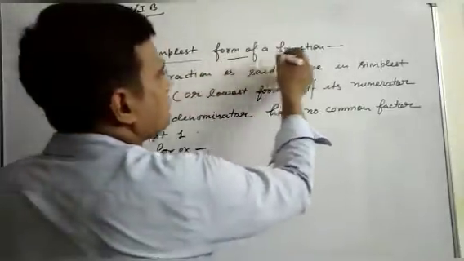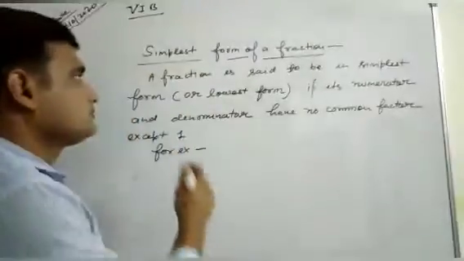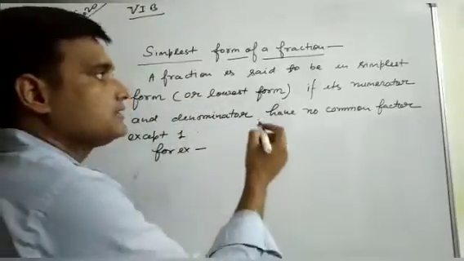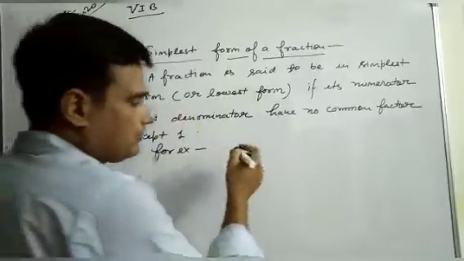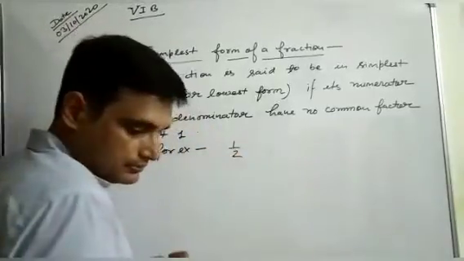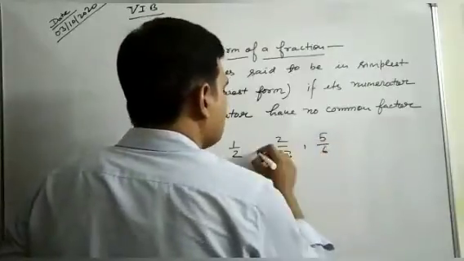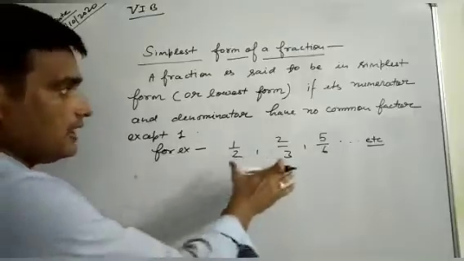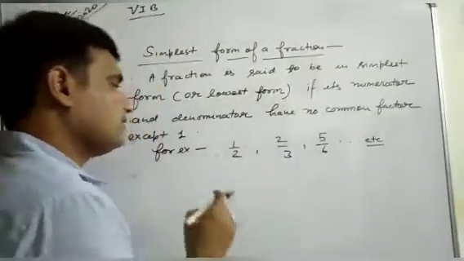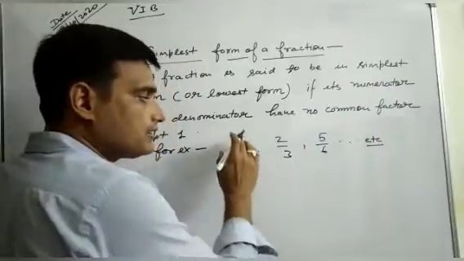Simplest form of a fraction. A fraction is said to be in simplest form or lowest form if its numerator and denominator have no common factor except 1. For example, 1 upon 2, 2 upon 3, 5 upon 6, etc. are in simplest form or lowest form because their numerator and denominator have no common factor other than 1.